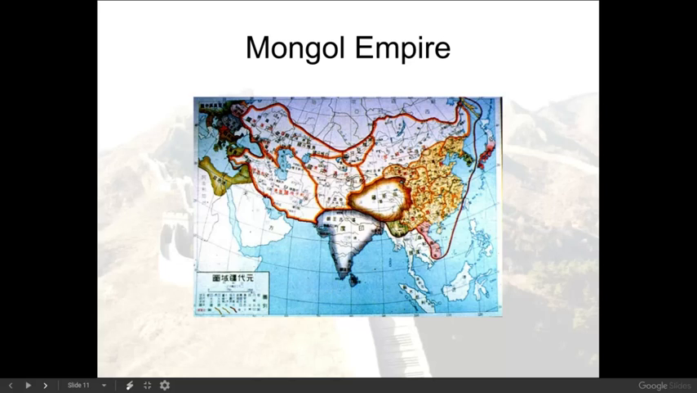Does anybody know the name of the leader of the Mongolian Empire that got it its greatest expansion? Anybody know the name of the guy? His name is Genghis Khan. And he conquered most of this territory himself.